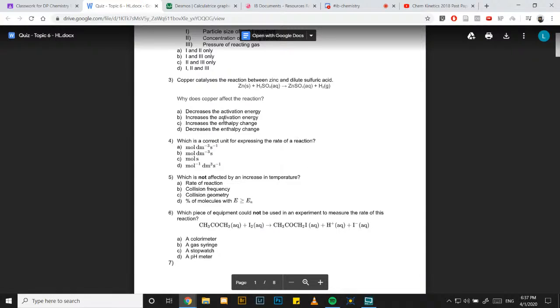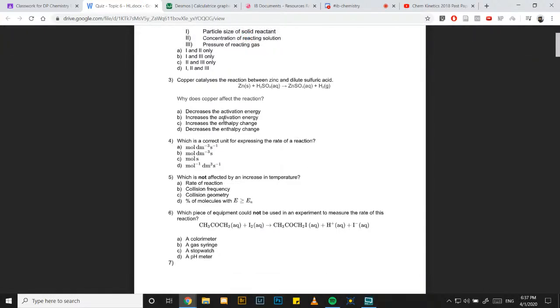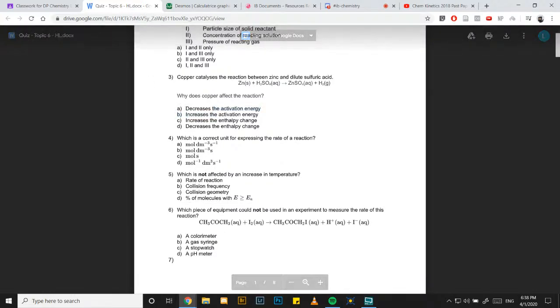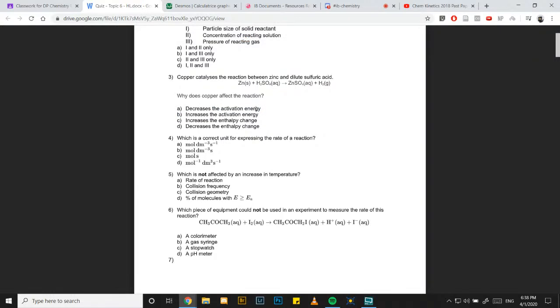For number 3, copper catalyzed the reaction between zinc and dilute sulfuric acid. So in this scenario, why does copper affect the reaction? It's because the copper, acting as a catalyst, reduces the activation energy. So it decreases the activation energy. It's just 3A, because that's what a catalyst does.